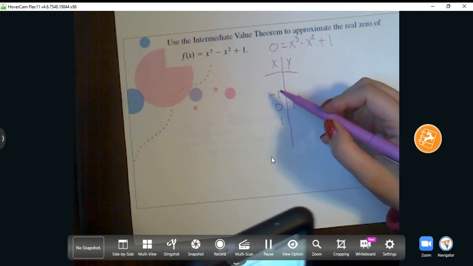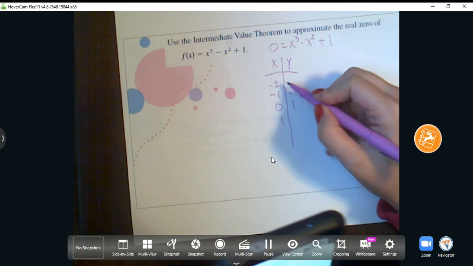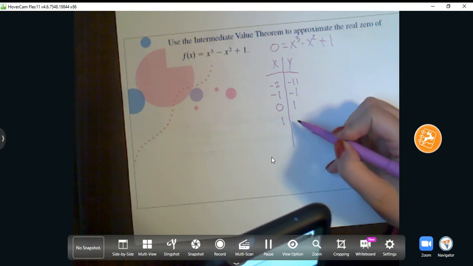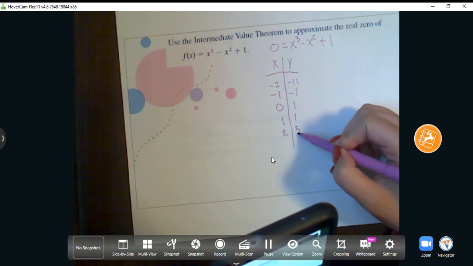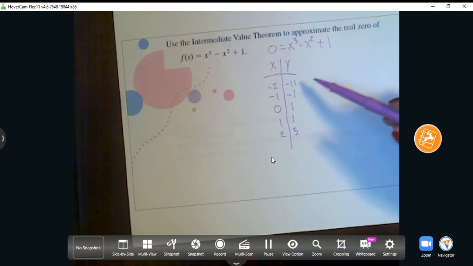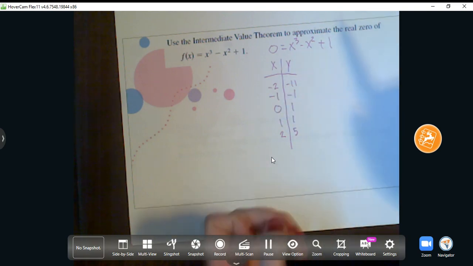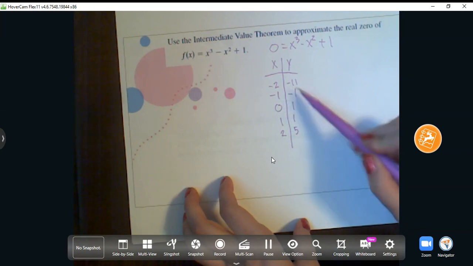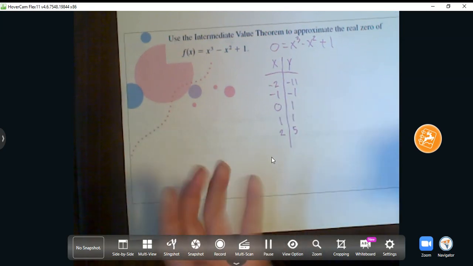So if we plug in -1, we get -1. If we plug in -2, we get -11. Going the opposite direction, if I plug in 1, I get 1. If I plug in 2, I get 5. And then it just keeps going up from there. So let's take a closer look. I know that somewhere in between 0 and -1, we had to cross our x-axis, because if I go from a positive y to a negative y, my intermediate value theorem says somewhere in between there, I had to cross.